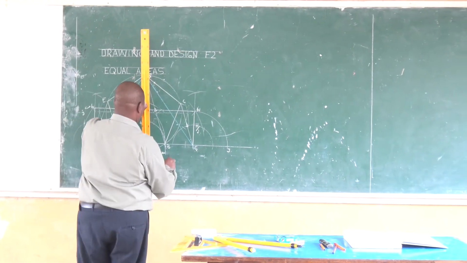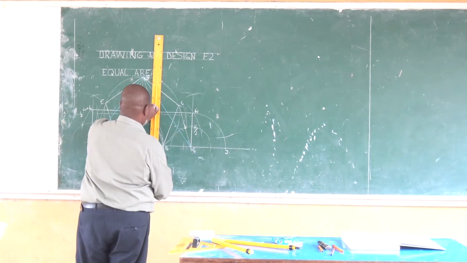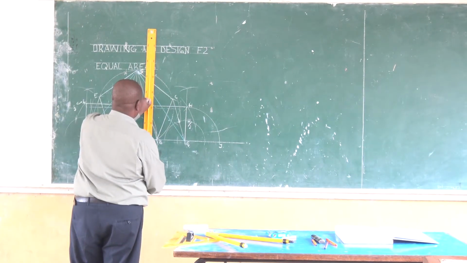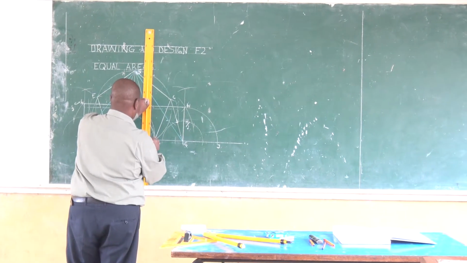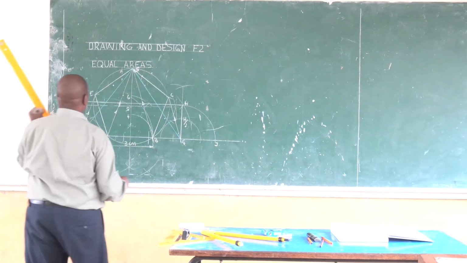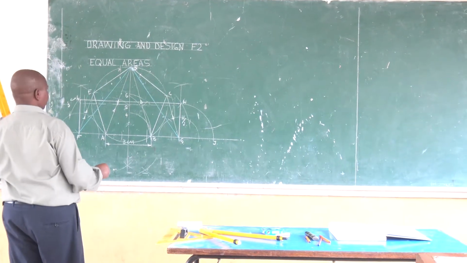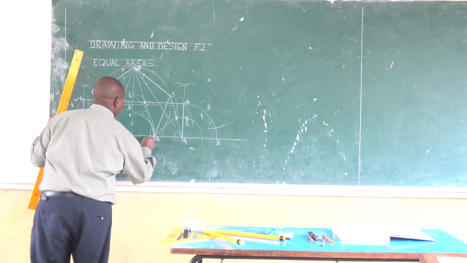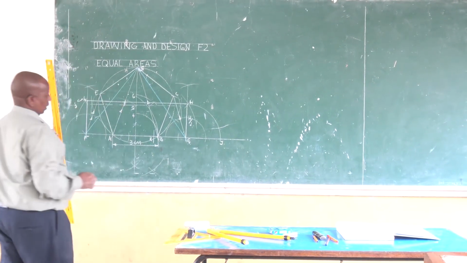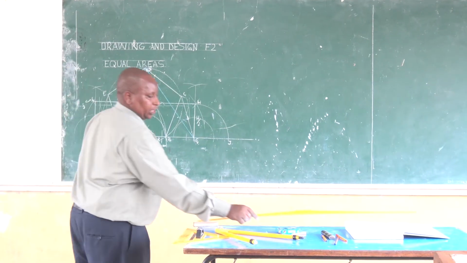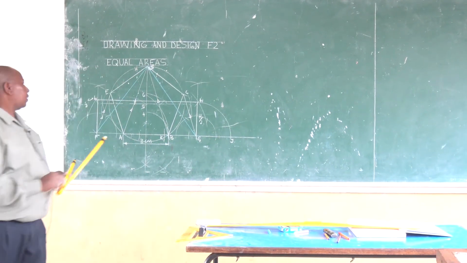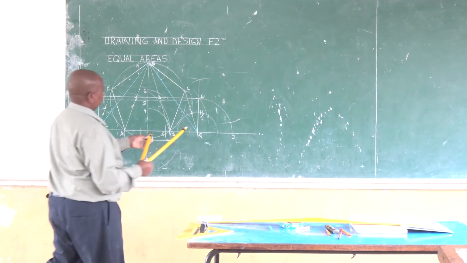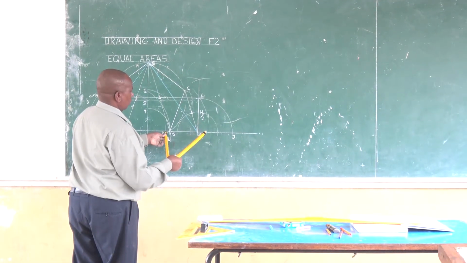So the line that bisects FJ passes through this point. So we can have this one, and we just call it K. So proceed to draw a semicircle with the center K and the radius FJ.